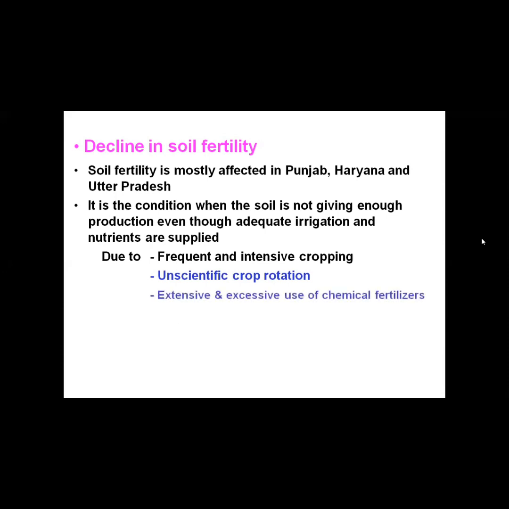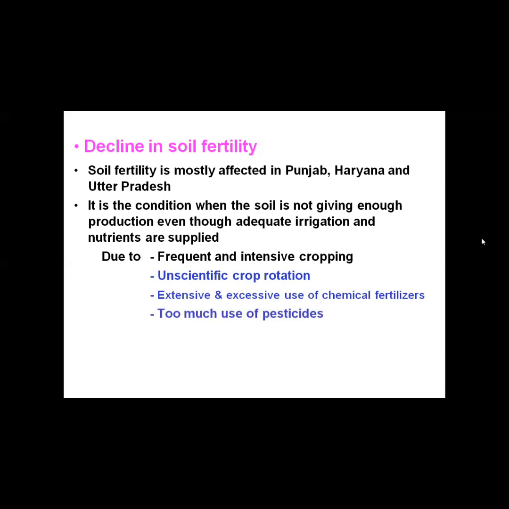This decline in soil fertility is also due to the extensive and excessive use of chemical fertilizers. As we know, farmers apply these fertilizers to supply nutrients to the crops. But if these are used extensively and excessively, then also it will decrease the soil fertility.